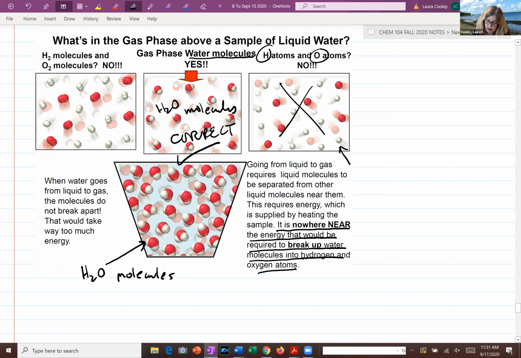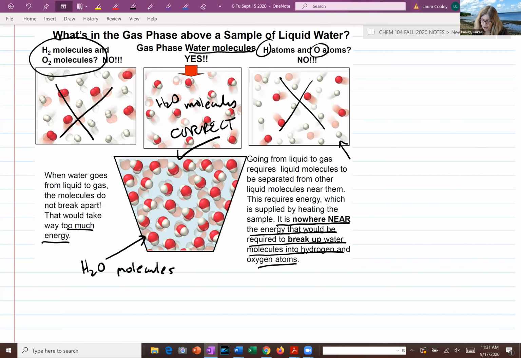Okay, so you might ask, well, what about H2 molecules and O2 molecules? Are they up there in the gas phase above water? And the answer to that is no as well. When water goes from liquid to gas, the molecules do not break apart. That would require too much energy. The kinetic energy of molecules moving in water supplies enough energy for molecules of water to break away from the liquid, in other words, break up the hydrogen bonds, but it will not be enough energy to break that molecule apart in any way, shape, or form.